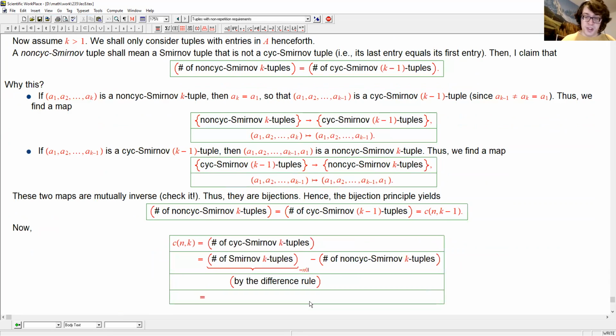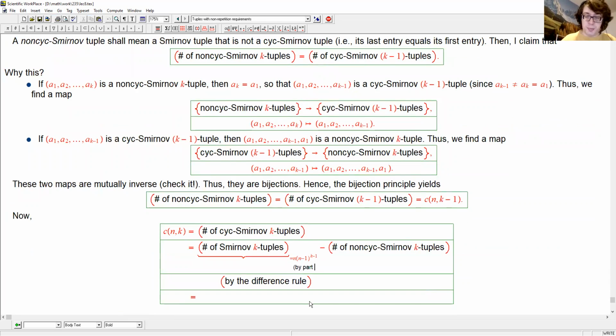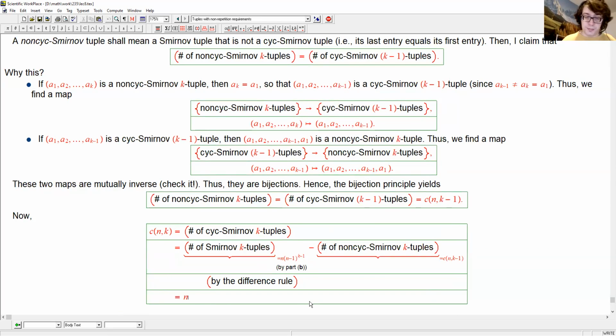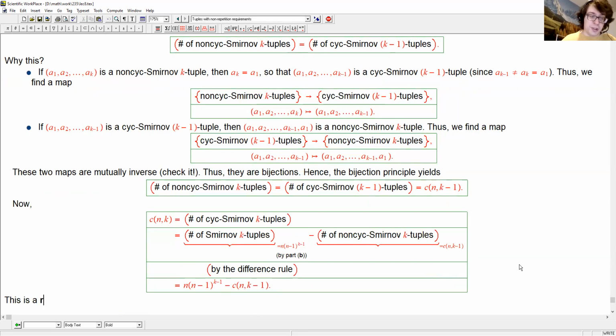Okay, this number is n times (n minus 1) to the k minus 1, by part B of the exercise. And this, as you've just seen, is C of n, k minus 1. All right, so instead of a direct answer, we've gotten a recursion. We know how to compute C of n, k using C of n, k minus 1. So this is a recursion for our numbers C of n, k. It's already a very useful thing. If you want to compute these things on a computer without brute forcing your way through all the possible tuples, this recursion is great. But let's try and find an explicit formula.